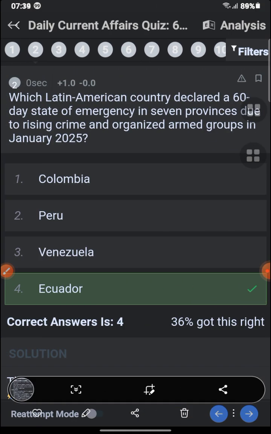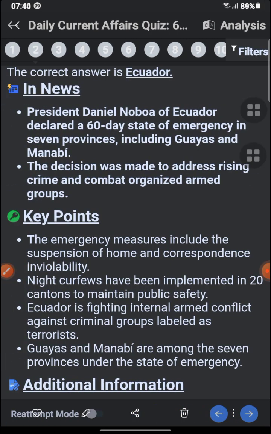Now, which Latin American country declared a 60-day state of emergency in 7 provinces due to rising crime and armed groups in January? That is Ecuador. So that is the Latin American country. The 60-day state of emergency, that was Ecuador. The 7 provinces included Guayas and Manabi in Ecuador.